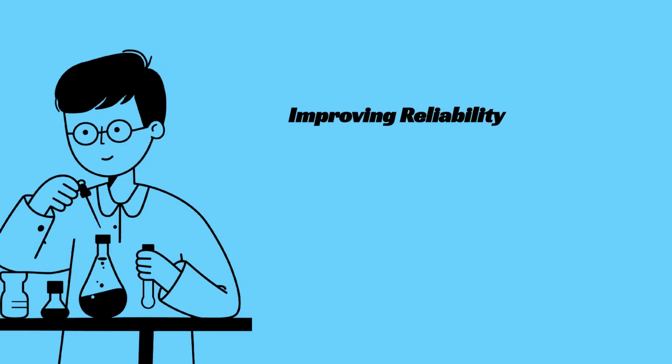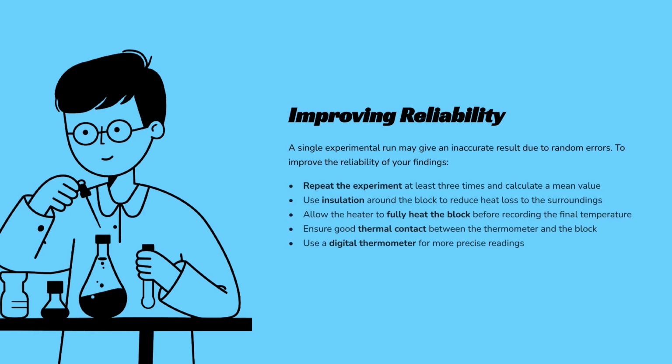Reliability is key in science. A single run can be prone to random errors. To improve your findings, repeat the experiment at least 3 times to calculate a mean. Use insulation to reduce heat loss, ensure good thermal contact, and use a digital thermometer for more precise readings.